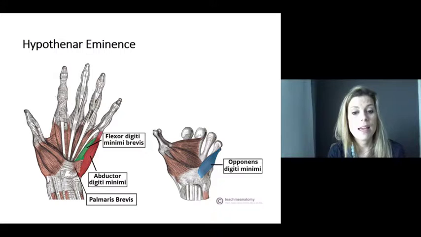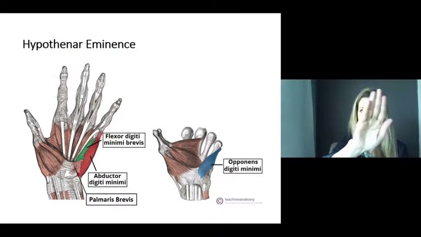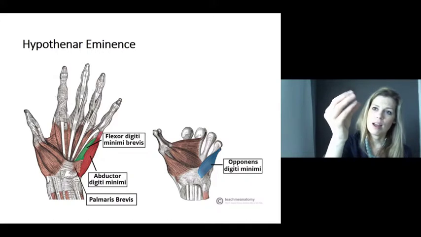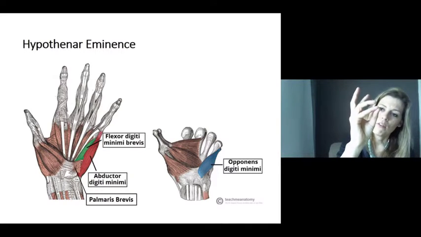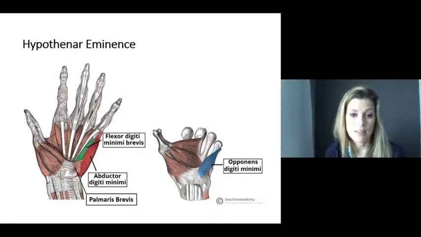You also have the abductor digiti minimi, which is going to abduct that small finger away from the hand. And you also have opponens digiti minimi to try and bring that small finger over to the thumb side of the hand.